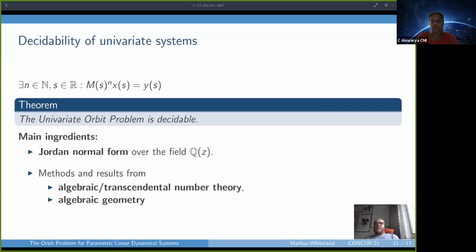When we have parametric matrices, however, we need to dive into the world of algebraic curves, and we use some recent results from that topic. I will explain this also later on.